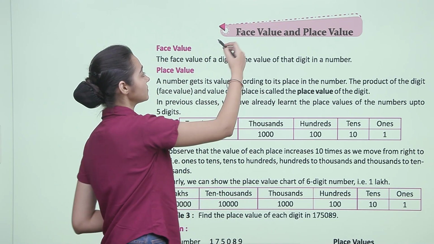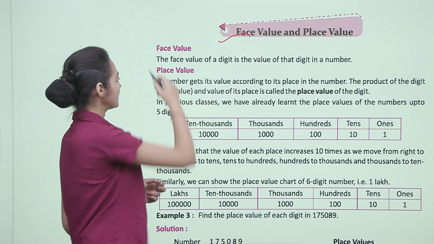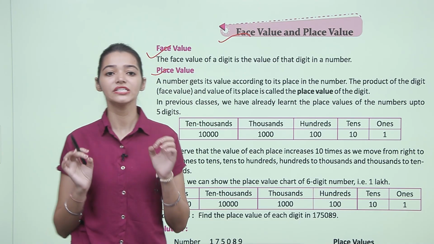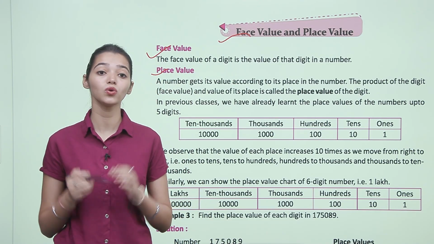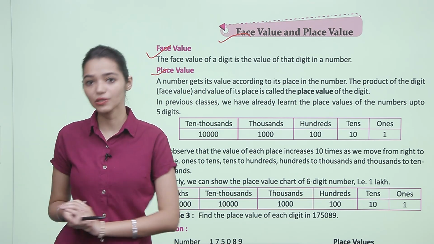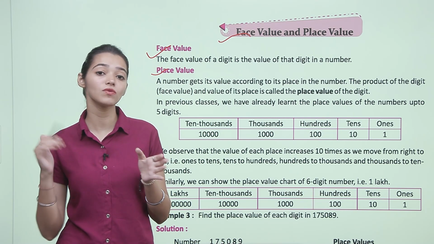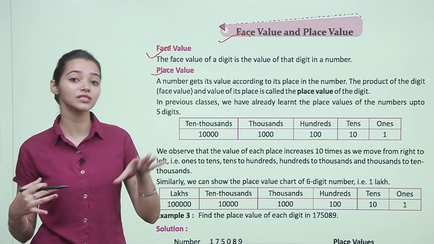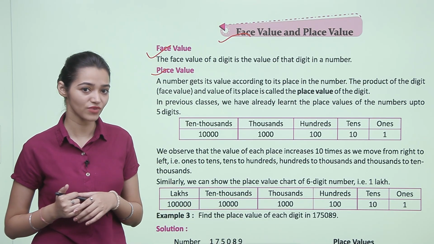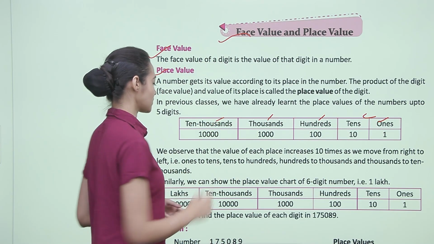Now next one is face value and place value of numbers. Face value of any digit is the value of that digit in a number, and the place value we get according to the place in the number. The product of the face value of the digit and the value of its place is equal to the place value of the digit. In our previous classes we have already learned the place values of numbers up to 5 digits, like ones, tens, hundreds, thousands and 10,000s.